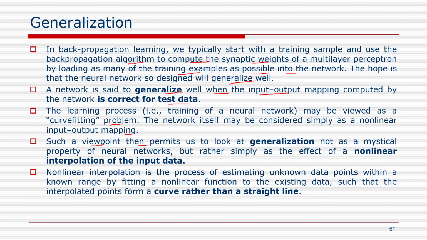Such a viewpoint permits us to look at generalization not as a mystical property of neural networks, but rather as the effect of non-linear interpolation of the input data. Non-linear interpolation is the process of estimating unknown data points, that is test data points, within the known range by fitting a non-linear function to the existing data. Existing data is the training data, such that the interpolated points form a curve rather than a straight line.